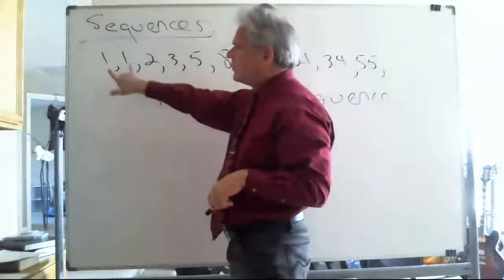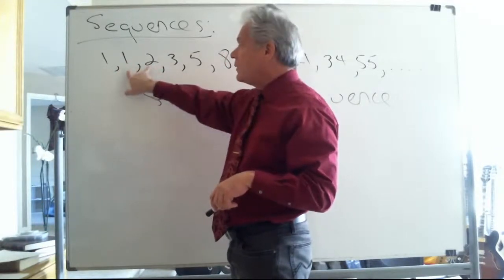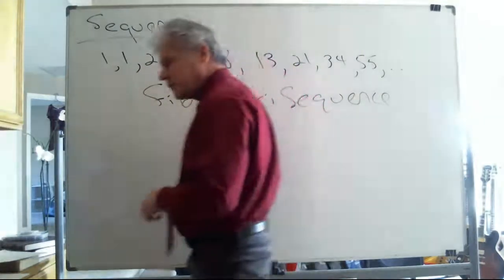We're starting off with these two seeds, but we add these two numbers together, you get the third item on my list. Add these two, you get the next item on my list. Add these two, you get the next item. So there's a Fibonacci sequence.